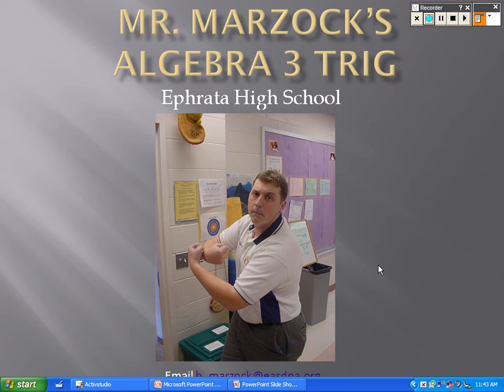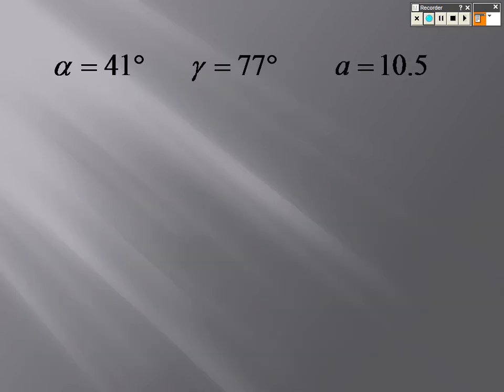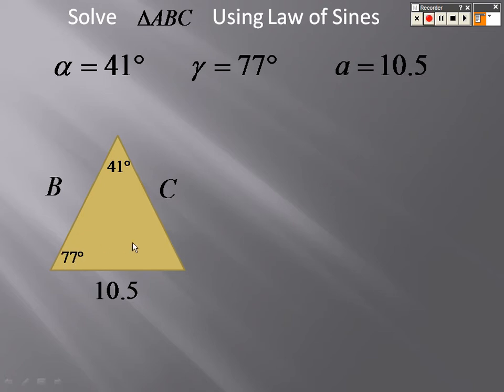Okay, so now we're going to take a look at sines, still law of sines, but take a look at examples. So if I'm giving you these three parts, if I'm giving you alpha, I'm giving you A, and I'm giving you gamma, we want to solve using law of sines. So here's your triangle. Filling in the parts, that's 41, that's 10.5. Gamma is 77. So we need to find out all the missing parts here.